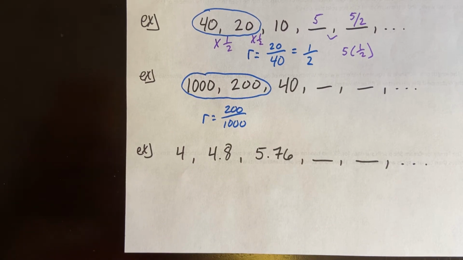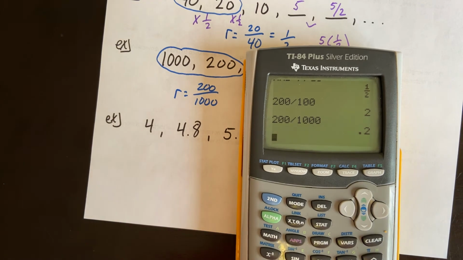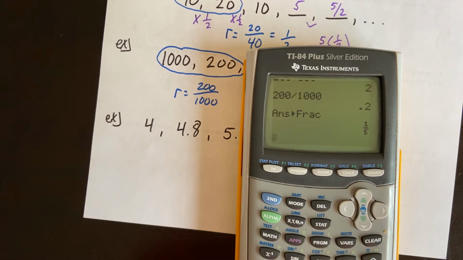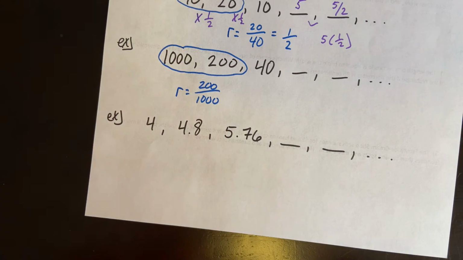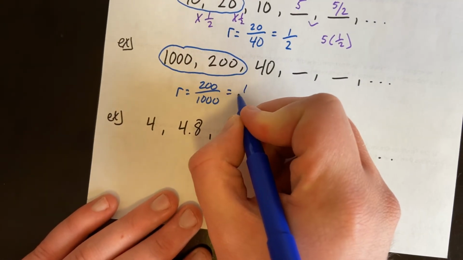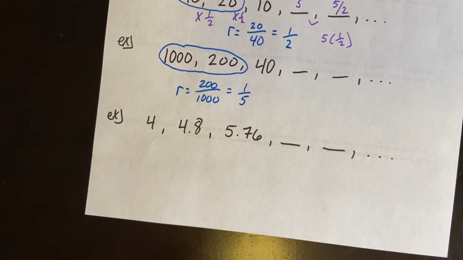200 over 1,000. Again, we get that decimal. That 0.2 is a nice decimal for you, but I think you're just going to be a lot safer. You can't screw up with the fractions. Sometimes the decimal gets a little tricky, so always refer back to the fraction. So this is 1/5. So it looks like we're cutting these numbers in fifths. So our multiplier is 1 over 5.